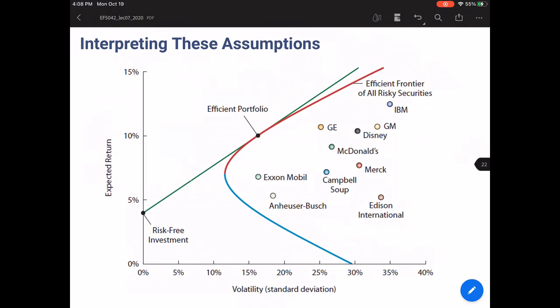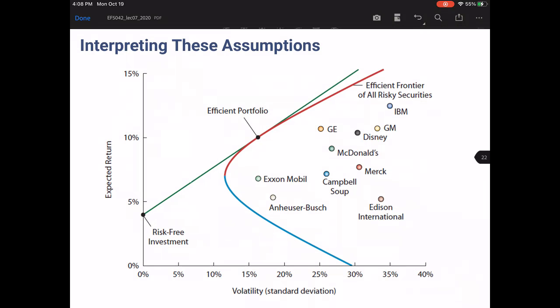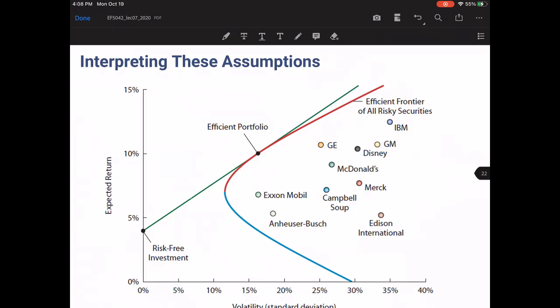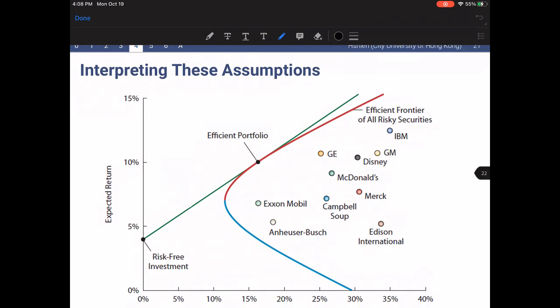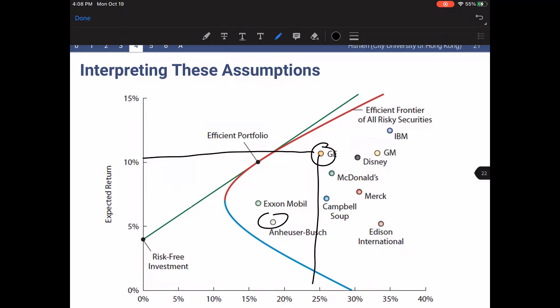Okay, so first things first, let's try to interpret these assumptions visually. We're assuming that we know the return and volatility of every asset out there. That means we know that, on average, this asset should give us this amount of return for this amount of risk. We know that Anheuser-Busch should give us around 5% for this amount of risk. That's what it means to have perfect information.